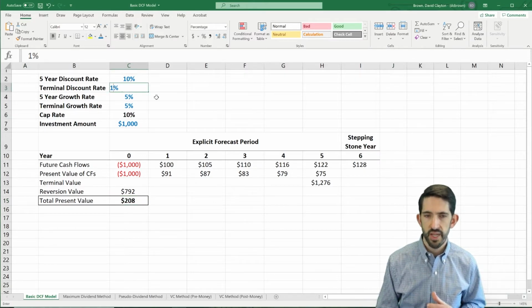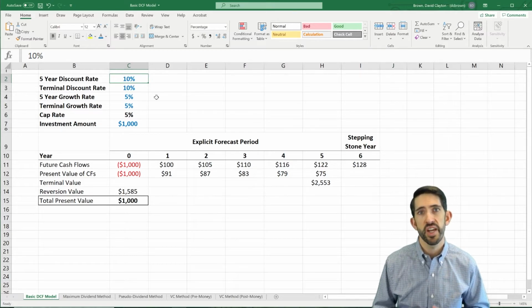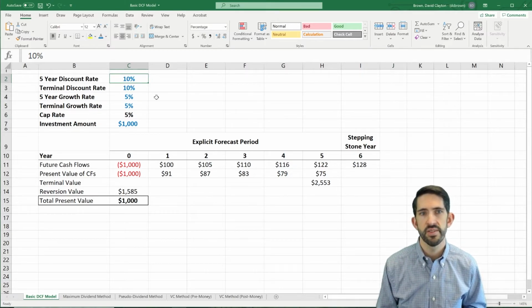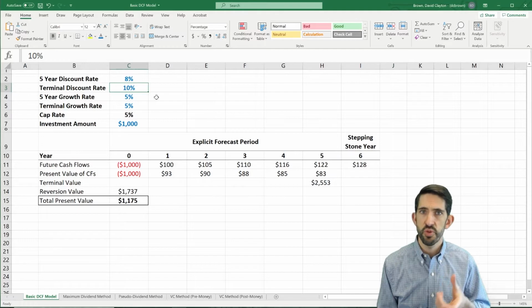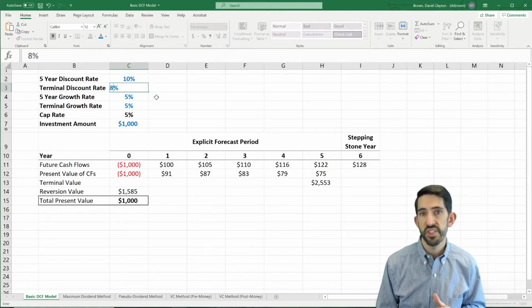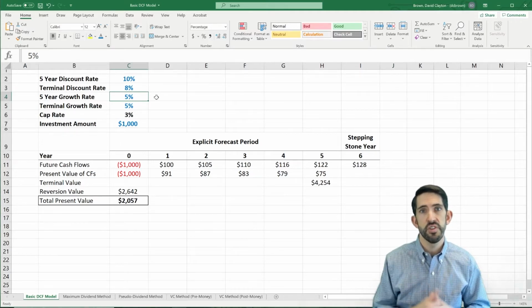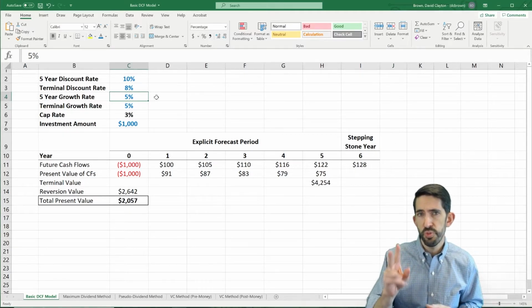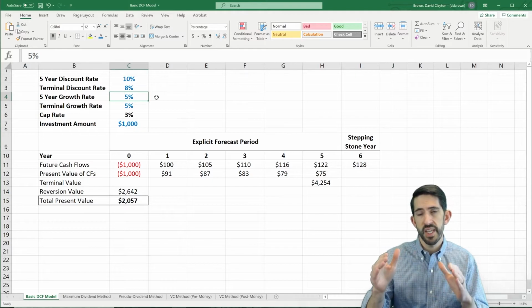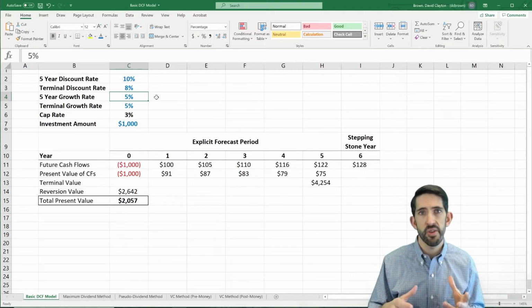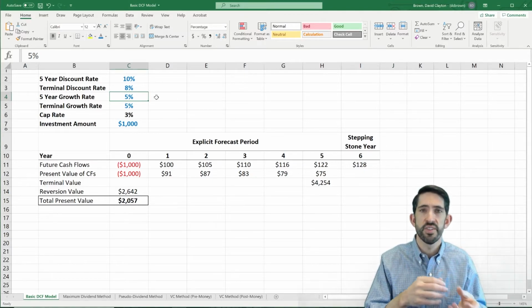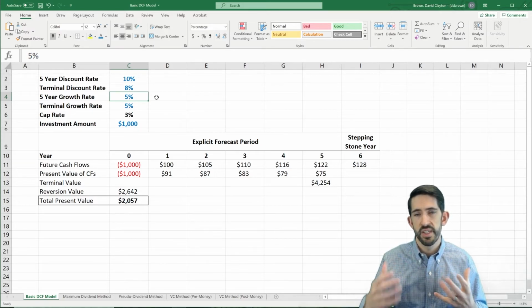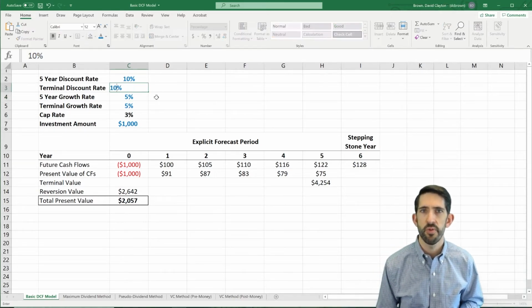So let's put that back, and we can see the same thing happen if we actually decrease the discount rate. Decreasing it to 8% leads to a small increase in value for the company. Decreasing the terminal discount rate nearly doubles the value of the company. Right? We made a 2% change in our discount rate from 10 down to 8%, and the value of the company went from $1,000 to over $2,000. So big changes from that terminal discount rate.